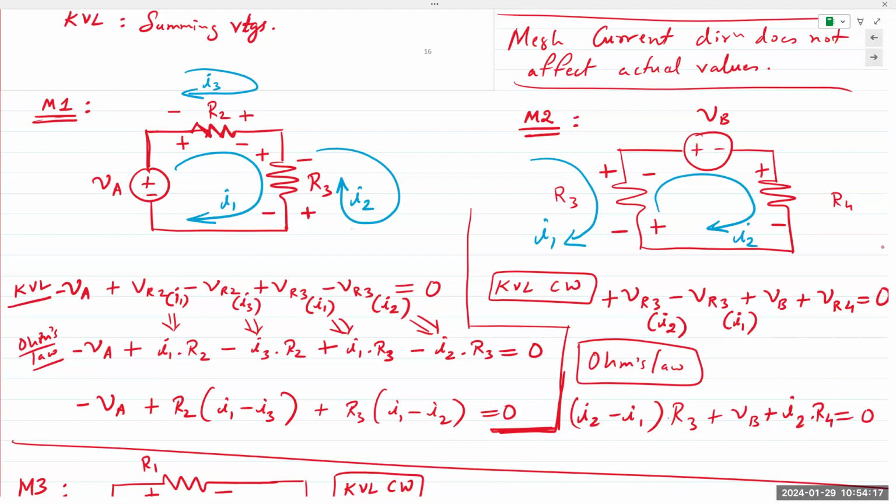Voltages in a clockwise direction, minus VA plus VR2 I1 minus VR2 due to I3 plus I1 due to R3 and minus I2 times R3. So the point being made was, shouldn't VA also be negative in mesh 1? Which is absolutely right. Yes, VA also should be negative because I'm adding up voltages in a clockwise direction. I encounter the minus sign first, so minus. See, a tiny error like that, and even though everything else is correct, my final answer would be incorrect.